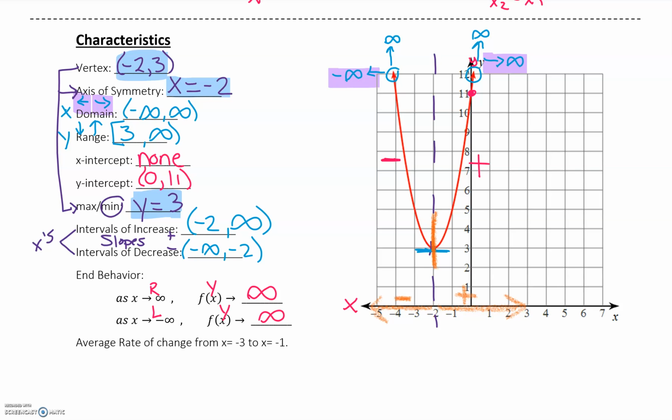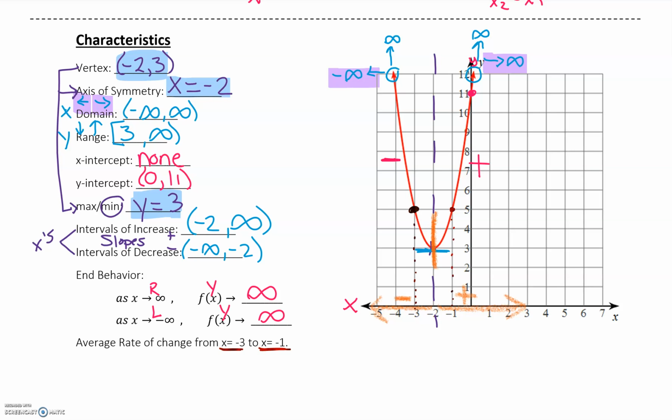All right, so now the last piece here that we're going to identify is the average rate of change. Our average rate of change is asking from when x is -3 to x is -1. So this means find these two on the graph. That means when x is -3, come over here to where x is -3, and then go up and find the point on the graph that had the x of -3. Then do the same thing for when x is -1. That's here. Go up until we find that point.